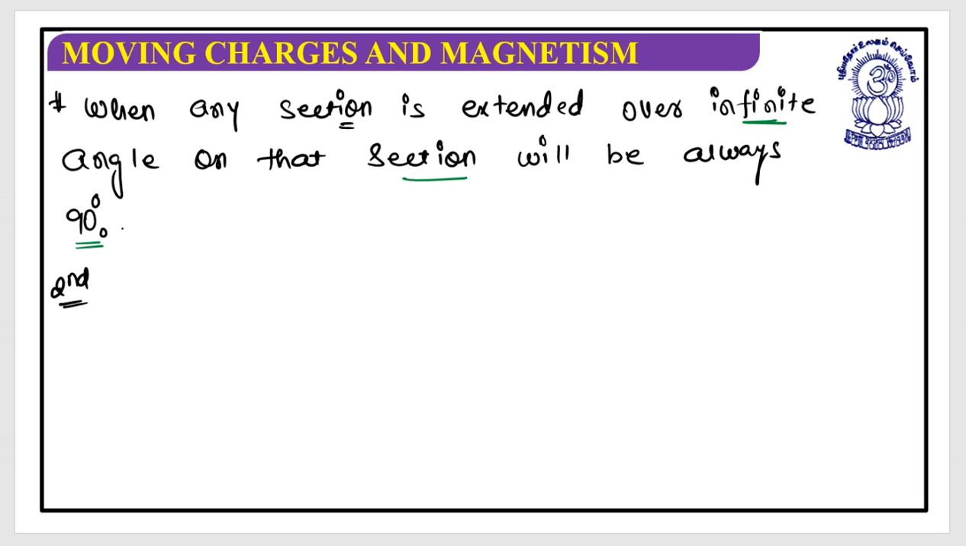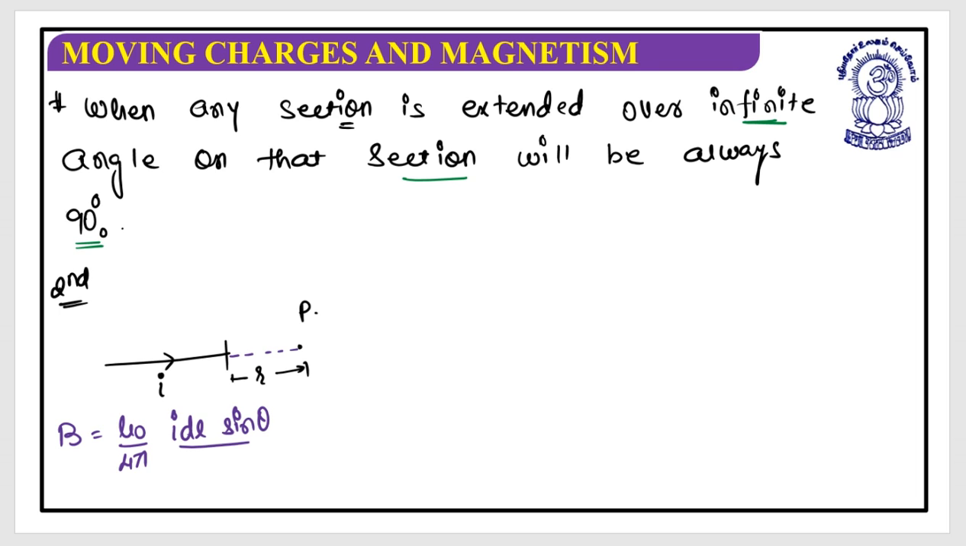Let's assume that your current carrying conductor is something like this, and you require a magnetic field at this point, and the separation is R. So if you observe this, if you extend this length element, it is going to meet at that point where the magnetic field is required. Now what is Biot-Savart law? It is mu naught by 4 pi I dl sine theta by r square. In this case theta is equal to 0 degree and the magnetic field will be 0.